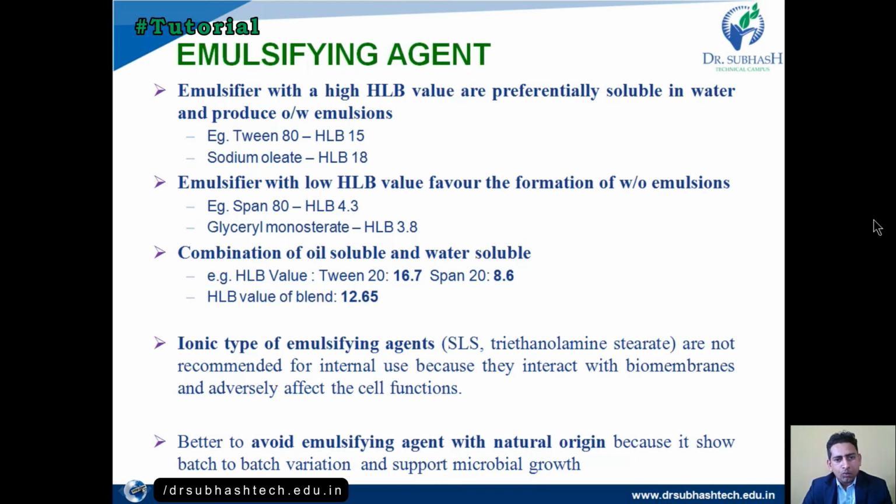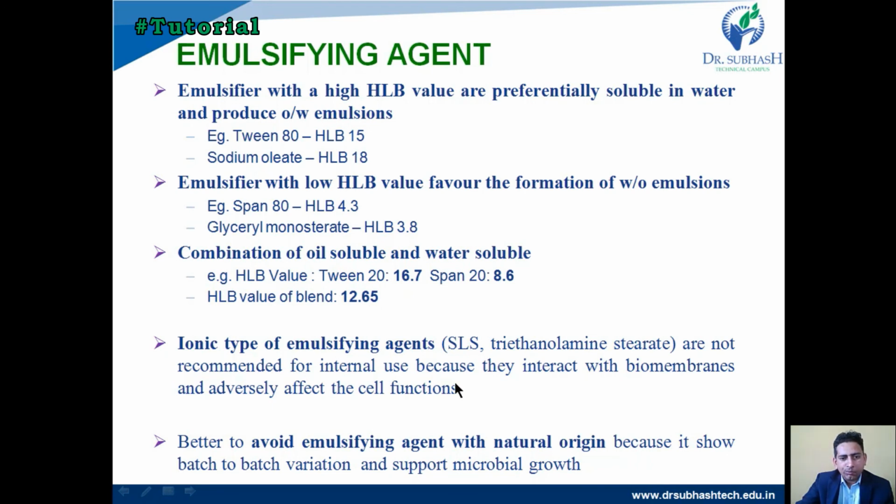Then a combination of oil soluble and water soluble. For example, Tween 20 has an HLB value of 16.7, and Span 20 has 8.6. So we can take a combination of these two, which has an HLB value of 12.65.